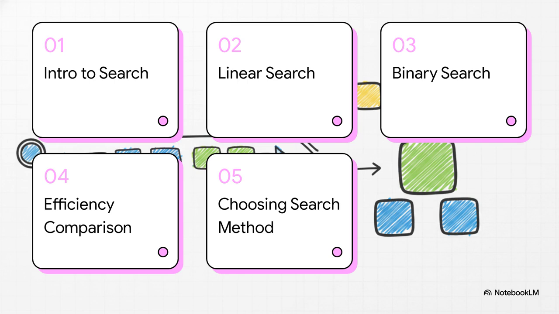First, an intro to search algorithms. Then, unpacking linear search. Third, mastering binary search. Round 4 is comparing algorithm efficiency. And finally, choosing the right method. Let's get right into it.